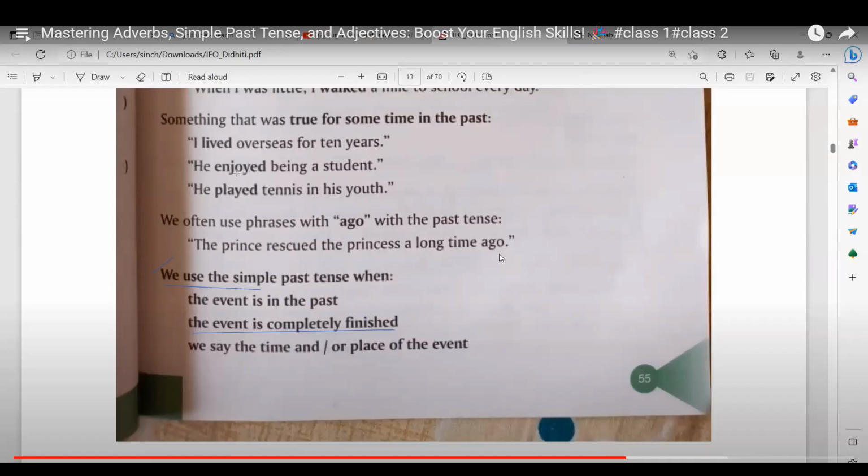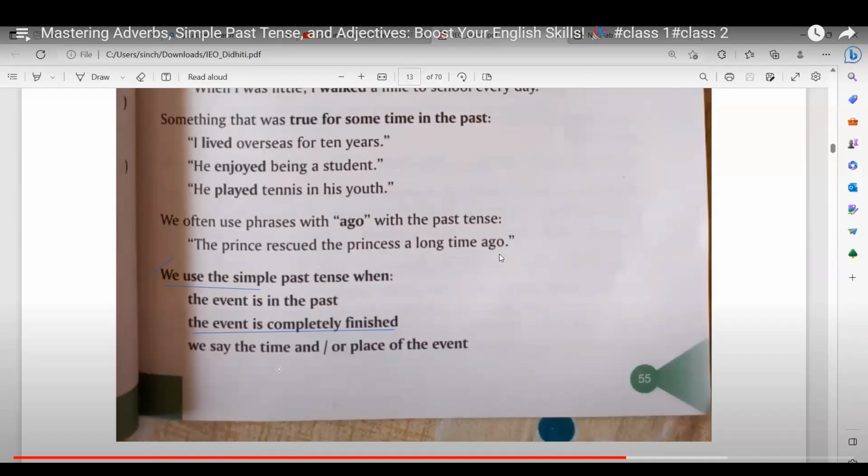Okay. See, these are the examples. I lived overseas for 10 years. He enjoyed being a student. He played tennis in his youth. So make an example with the help of these. Ma'am, my birthday is completely finished. Okay, I already celebrated my birthday. Very good. Excellent, madam.